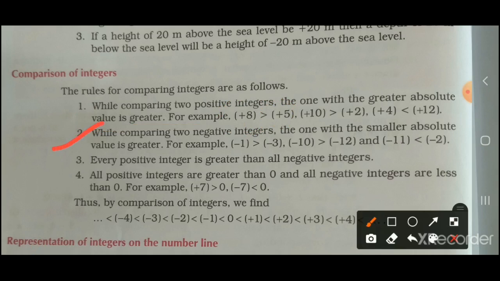while comparing two negative integers, the one with the smaller absolute value is greater. If we are comparing minus 1 and minus 3, minus 1 will be greater than minus 3. Next is, every positive integer is greater than all negative integers. And the fourth is, all positive integers are greater than 0 and all negative integers are less than 0. Plus 7 is greater than 0 and minus 7 is less than 0.